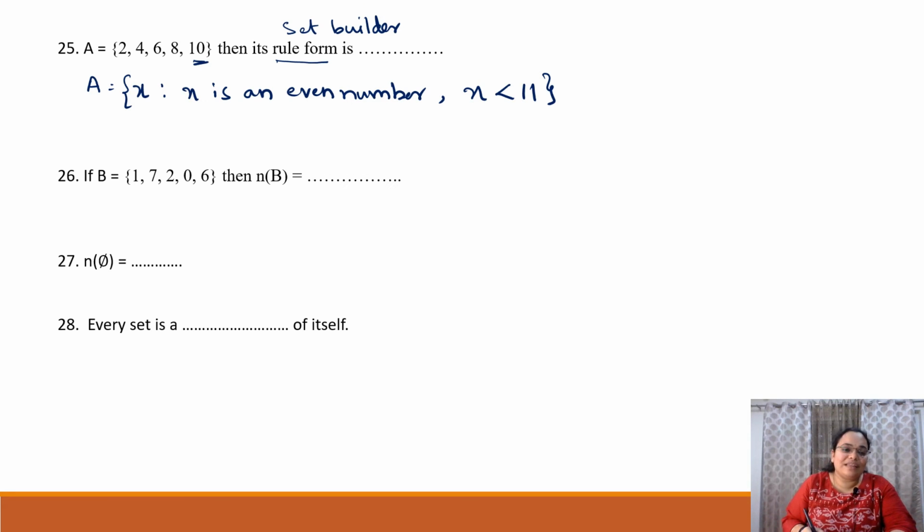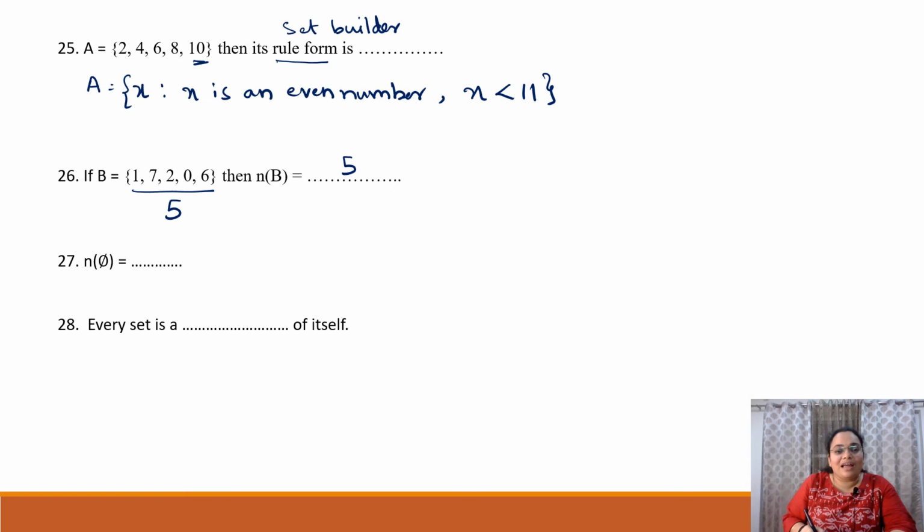Right? So the next one is if B is equal to 1, 7, 2, 0, 6, then find n of B. So how many elements do we have here? We have 5 elements, right? So it is a finite set because we can count them. So if we can count them, what is n of B, the cardinal number? That is 5.